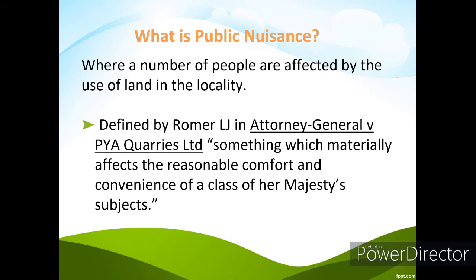First of all, what is public nuisance? Well, this is where a number of people are affected by the use of land in the locality. So in a specific area, a number of people are affected by what is happening. Now, in Attorney General versus PYA Quarries, Lord Justice Romer says it's something which materially affects the reasonable comfort and convenience of a class of Her Majesty's subjects. It's well worth learning this quote.